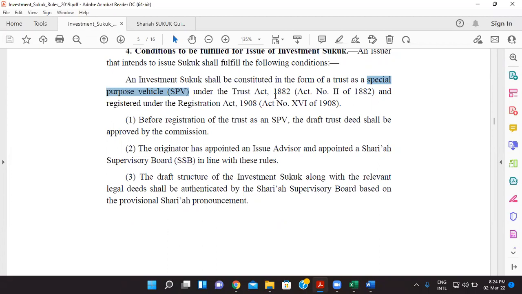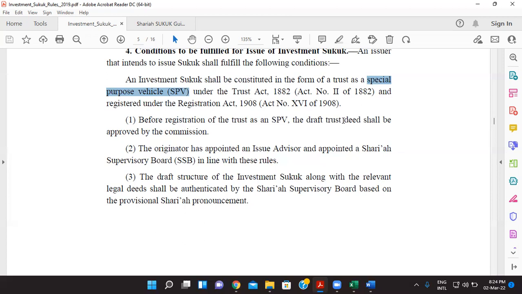The secondary purpose of this trust, which we are saying is a special purpose vehicle, is to create a linkage between the sukuk originator and the sukuk holders. Okay. So what you need to do, very specific, before registration of the trust as an SPV, the draft trust deed shall be approved by the commission.